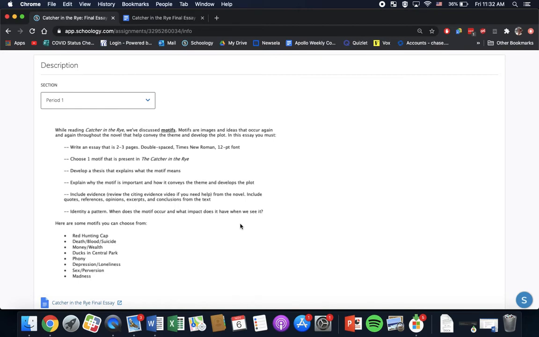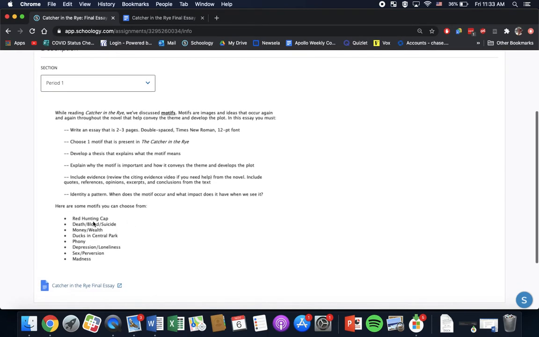And then as you start to analyze and say what these different motifs mean, we want you to identify what the pattern is. When Holden wears his red hunting cap, do you notice that he always wears it at a particular time? Does something happen right before or after? What happens when he wears his red hunting cap? How does that convey the theme of the story?